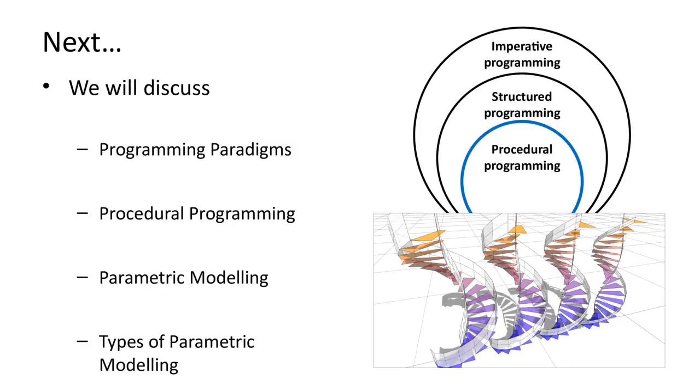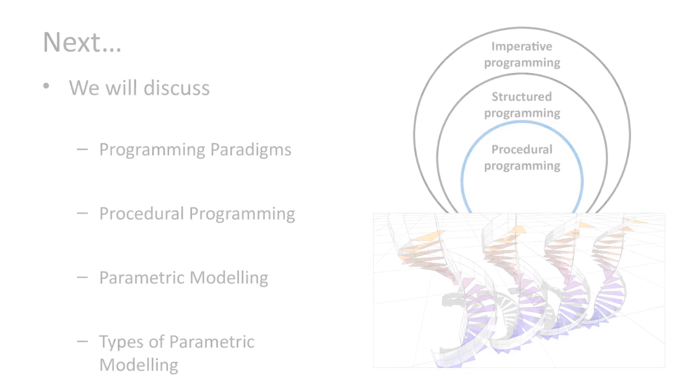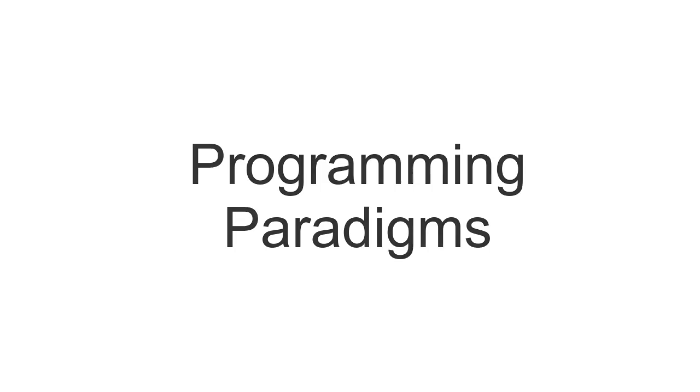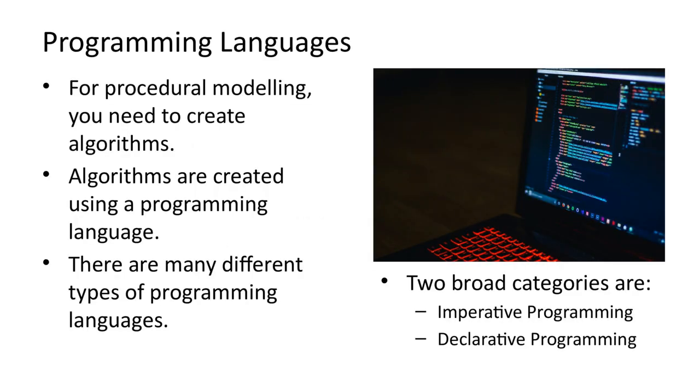Next, let's look at a few topics closely related to procedural modeling. First, we will look at some different programming paradigms. After that, we will take a closer look at a number of different parametric modeling approaches. In order to create a procedural model, you will need to write an algorithm. We will refer to this process as coding. To code, you need to use a programming language. There are 2 broad paradigms: imperative programming and declarative programming.